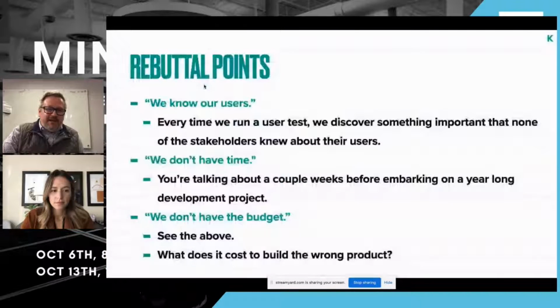Now, I want to talk just for a minute about rebuttal points. When you maybe propose doing a user study to your management team, these are the three that you'll get. One of them is, we know our users. Well, I will tell you that every time we run a user test, we discover something important that none of the stakeholders knew about their users, and I'll show you some of those in the anecdotes in a minute. We don't have time. So you're talking about a couple of weeks of work, talking to your customers, frankly, which the sales guys love, before embarking on a year-long development project. And we don't have the budget. I would say, see the point above. I mean, really, what does it cost to build the wrong product?